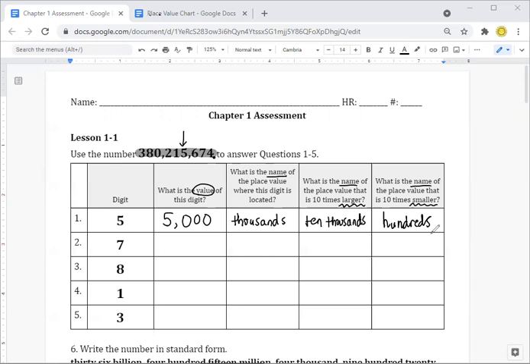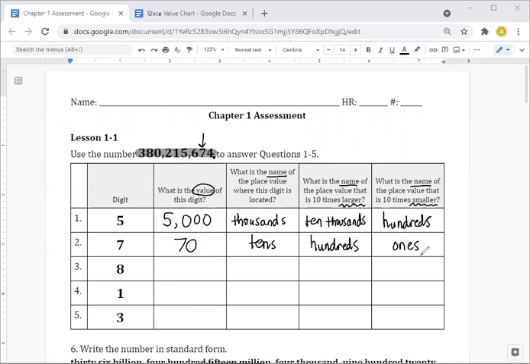So let's look next at the number 7. Can you see the number 7 in this number? Yep, I see it right over here. What position is that? That's just the tens position, right? So a 7 in the tens position is just worth 70. What position is 10 times bigger? What's the name of that place value that's 10 times bigger? That's going to be the hundreds position. And what's the name of the place value that's 10 times smaller? That's just the ones position.